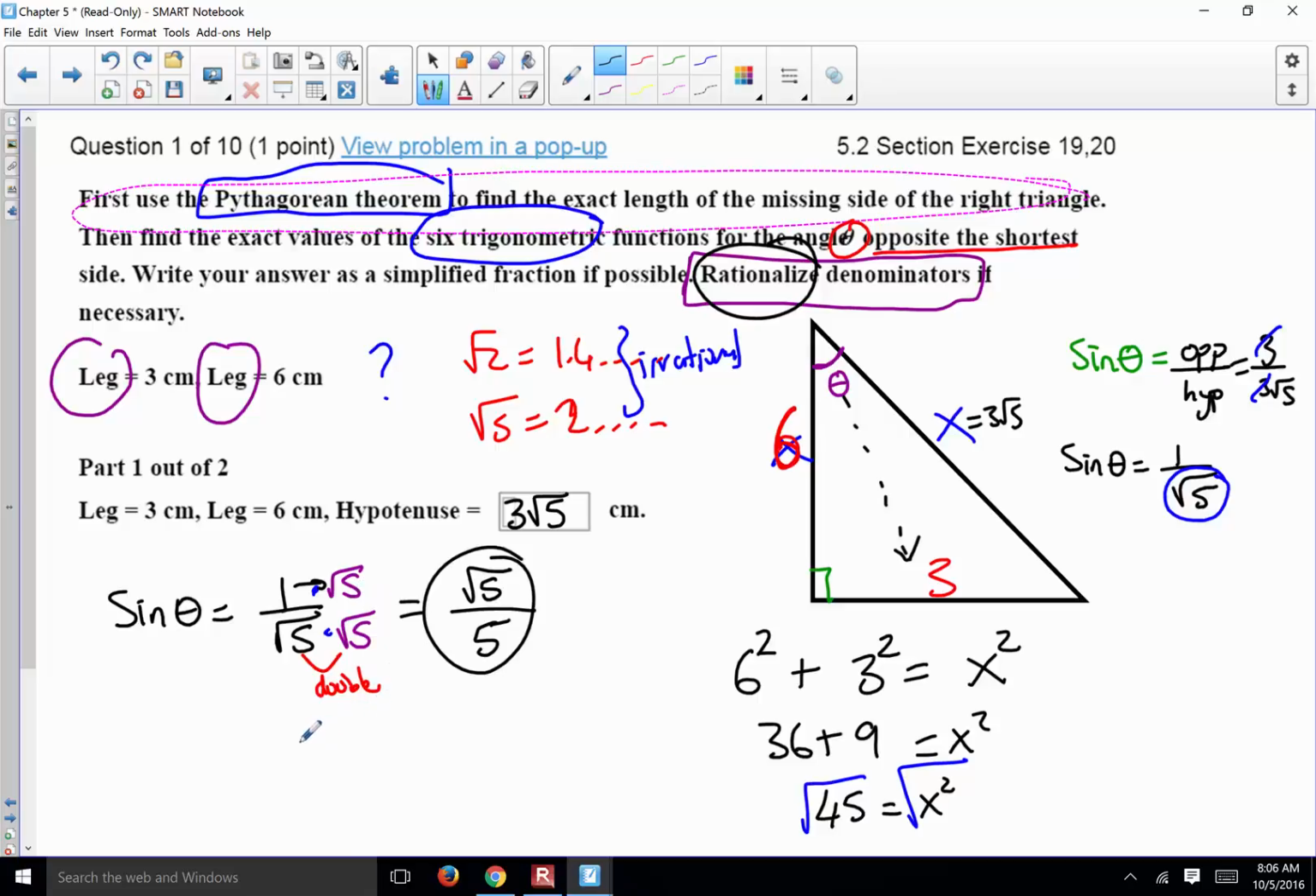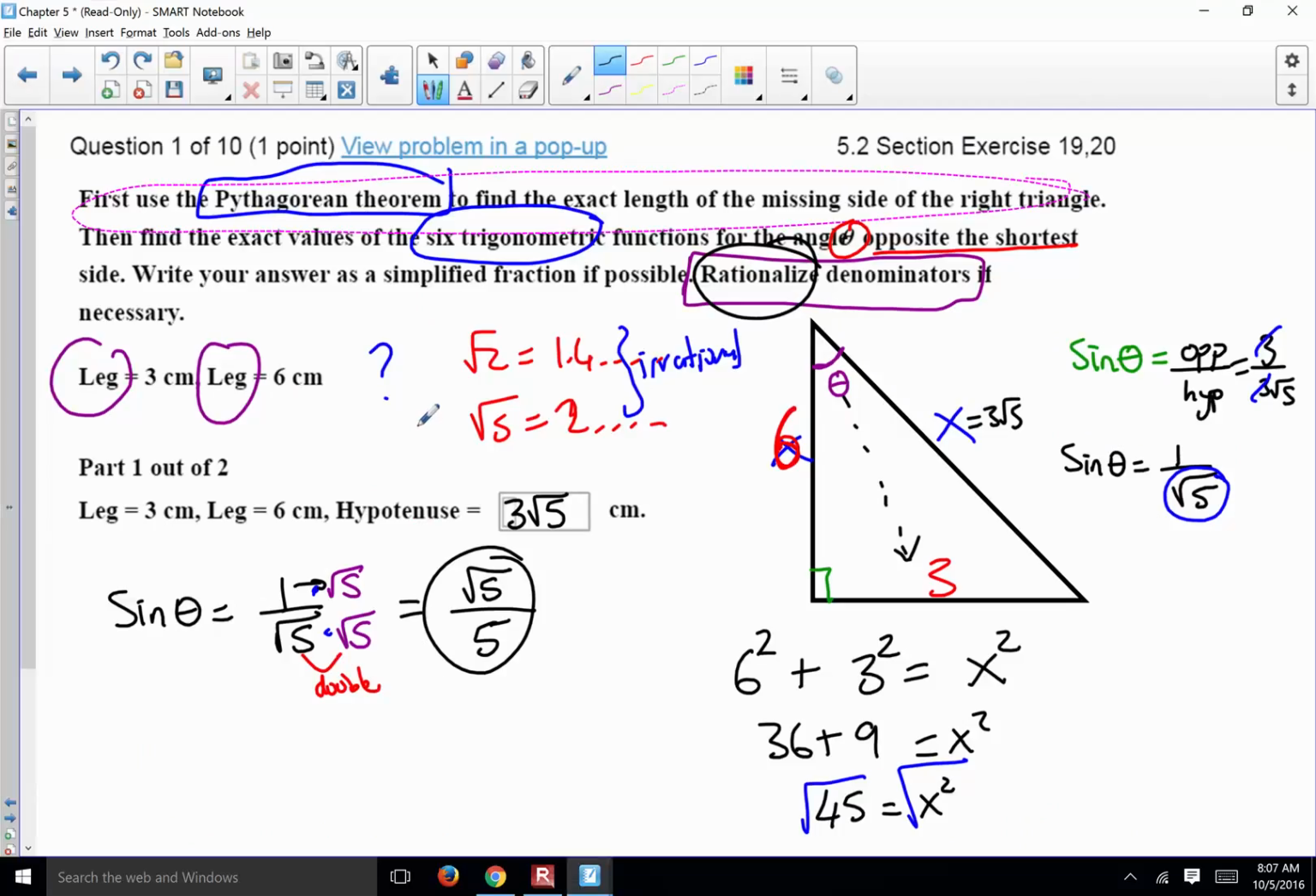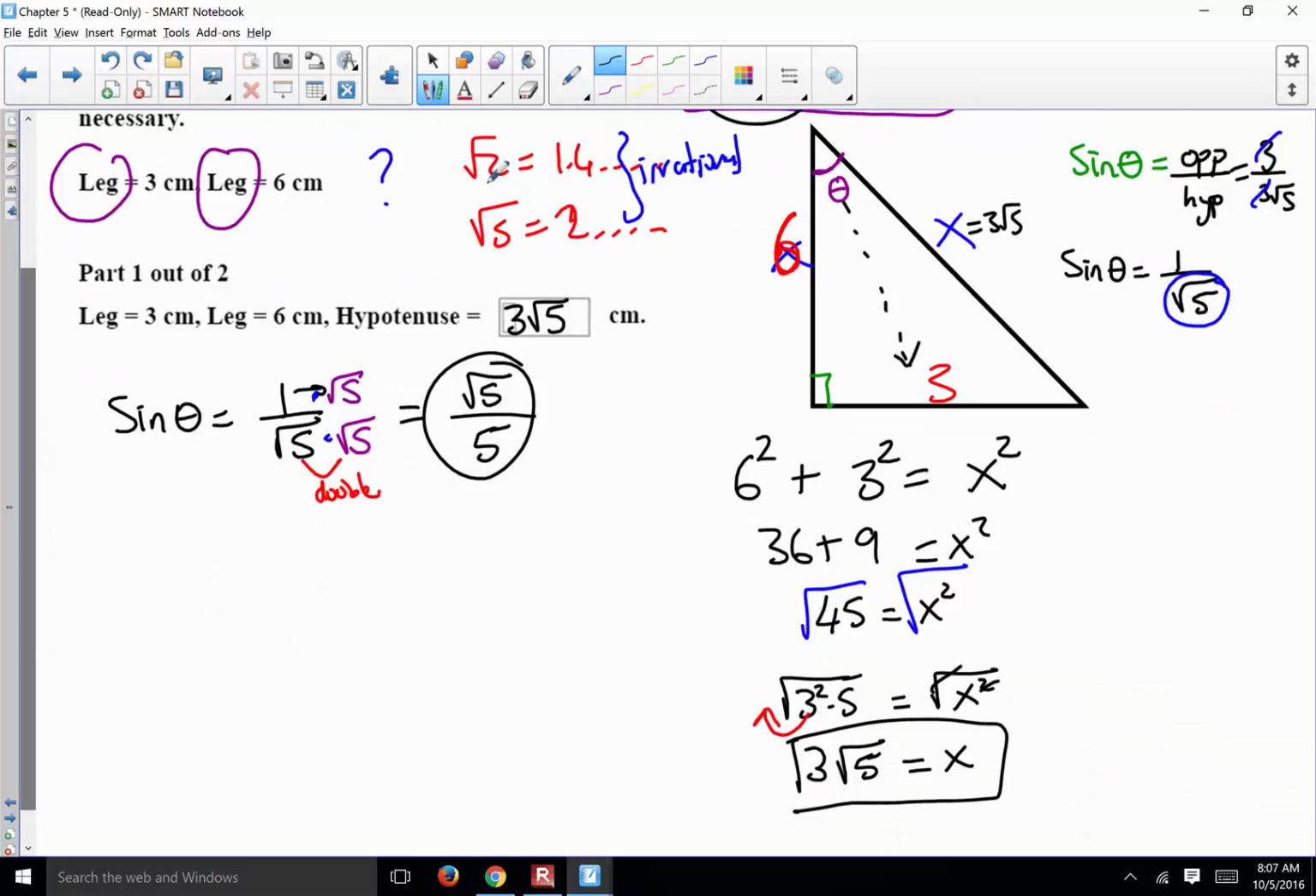Okay? Alright, so our first one is solved. Root 5 over 5. Alright, you need to do the others, cosine, tangent, etc. Alright, let's do it quickly.